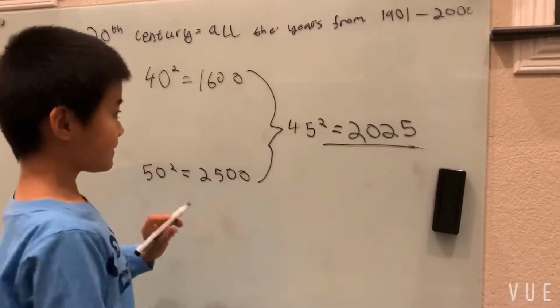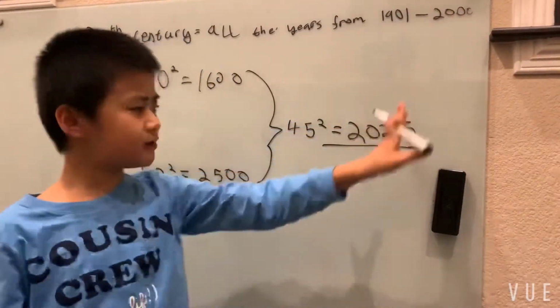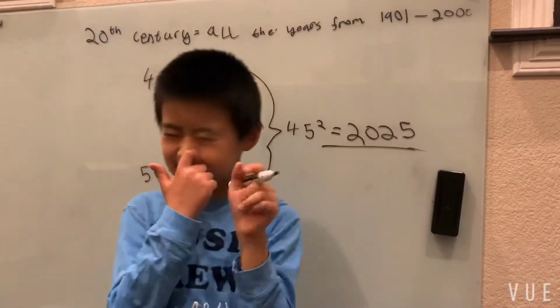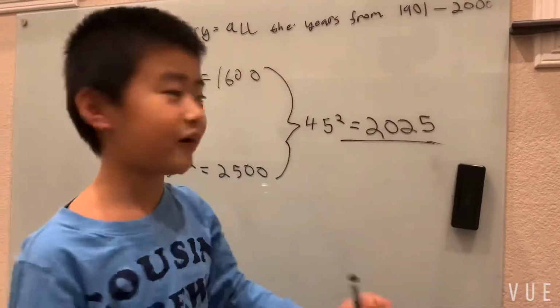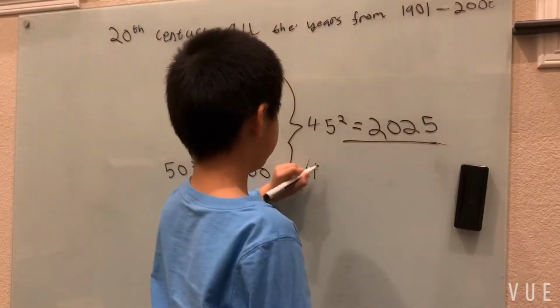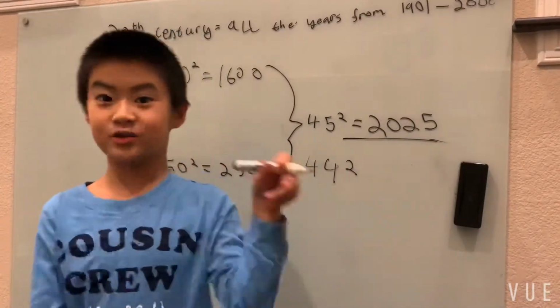So, 2025 is still larger than 2000, but look what's happening here. It's just a teeny bit larger than 2000. So we know 44 squared is our answer. Now it's time to circle that and move on.